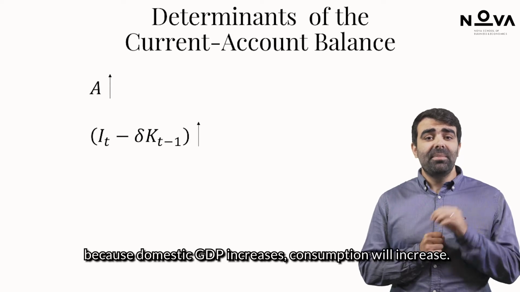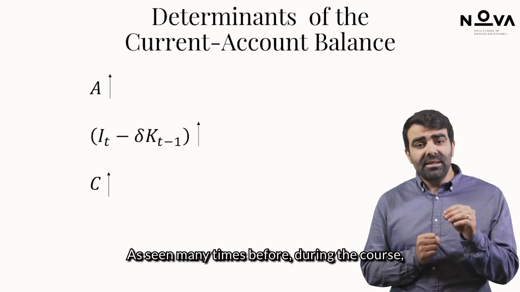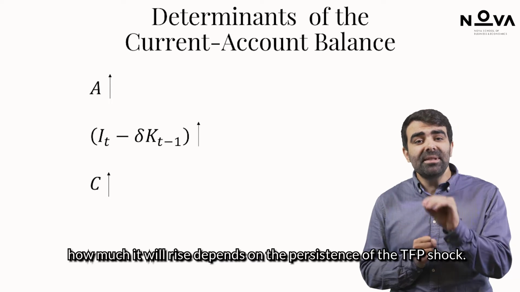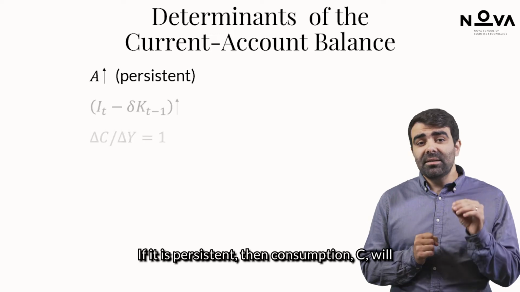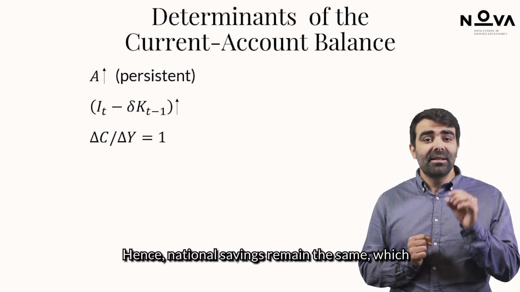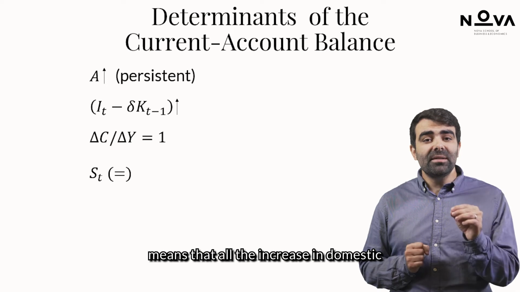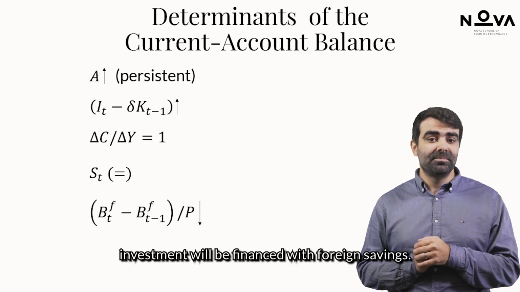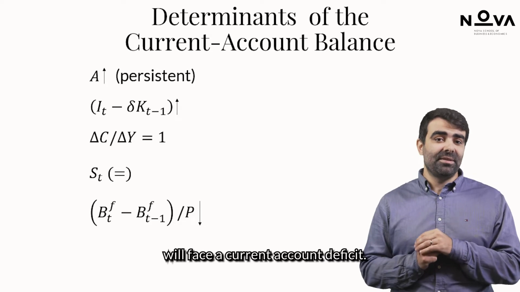At the same time, because domestic GDP increases, consumption will increase. As seen many times before during the course, how much it will rise depends on the persistence of the TFP shock. If it is persistent, then consumption C will increase in the same rate as GDP Y. Hence, national savings remain the same, which means that all the increase in domestic investment will be financed with foreign savings. This means that the domestic country will face a current account deficit.